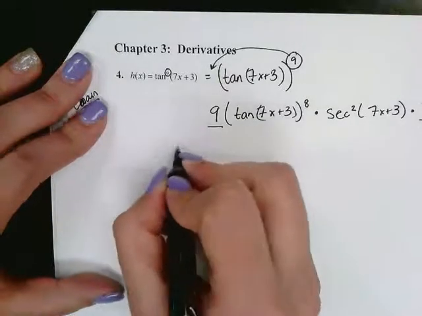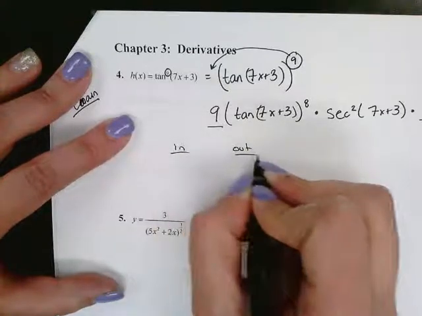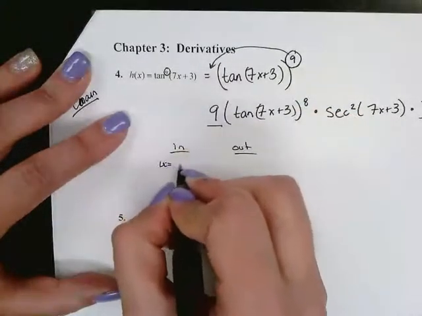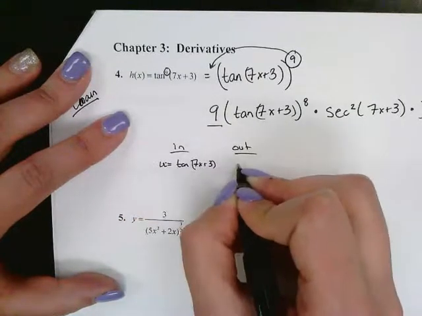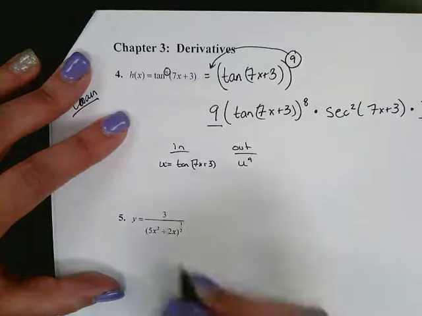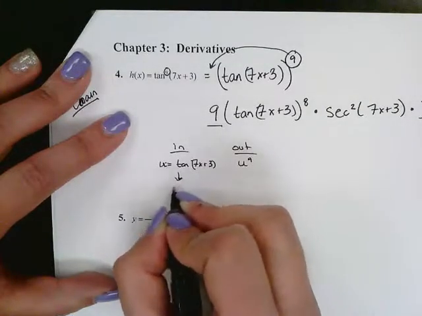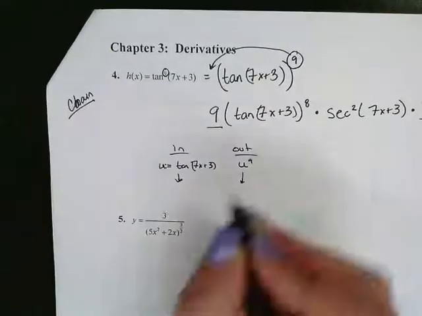And remember, you can still do the in and the out. So here, the inside at first is, let's let u equal tan of 7x plus 3, and the out is going to be u to the 9th. And then you take the derivative of this, but to take the derivative, you have another in and out. Okay, and then you take the derivative of this.